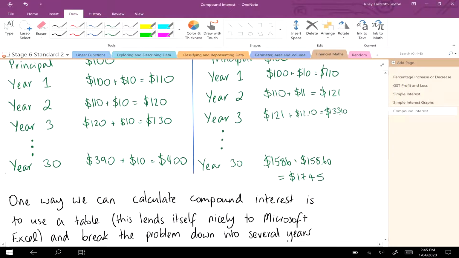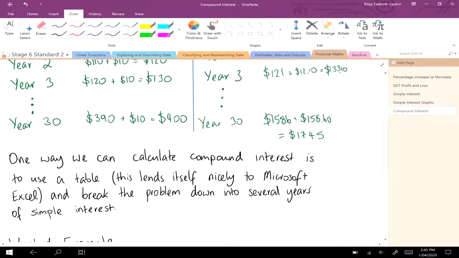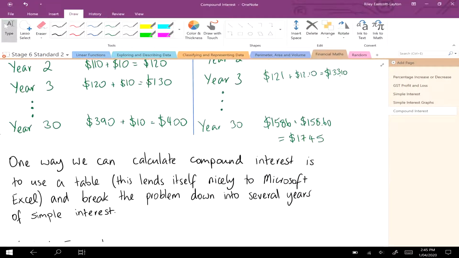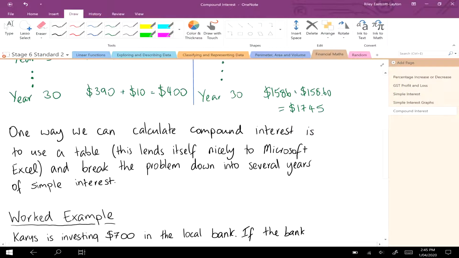Alright, let's have a look at this. One way that we can calculate compound interest is that we can use a table. And the thing about using tables is that they lend themselves very nicely to Microsoft Excel or Google Numbers or Sheets, whatever it's called. And we're going to use the Google version to finish this lesson off. What we can do when we do it this way is we break the problem down into several years of simple interest. So let's have a look.